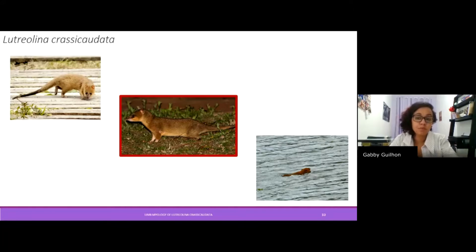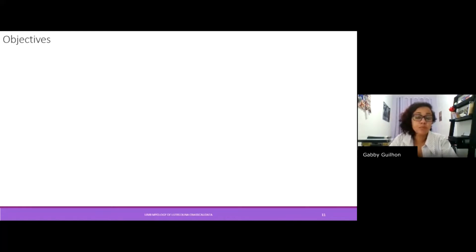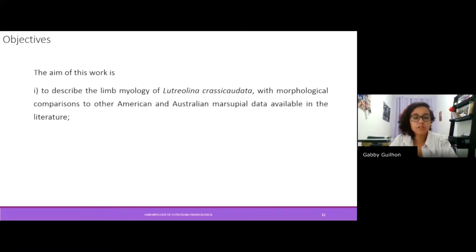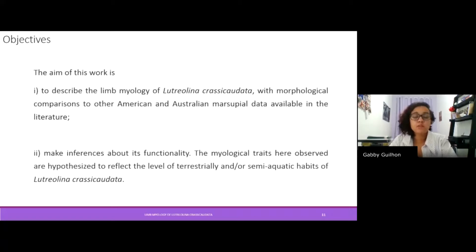For that reason, the aim of this work is to describe the limb myology of Lutreolina crassicaudata, with morphological comparisons to other American and Australian marsupial data available in the literature, and to make inferences about its functionality. The myological traits observed here are hypothesized to reflect the level of terrestriality and/or semi-aquatic habits of Lutreolina.